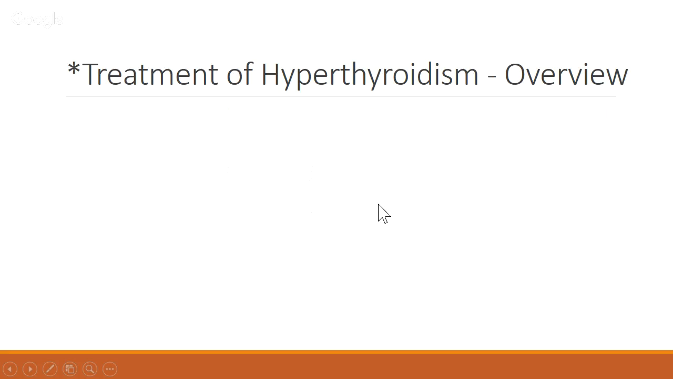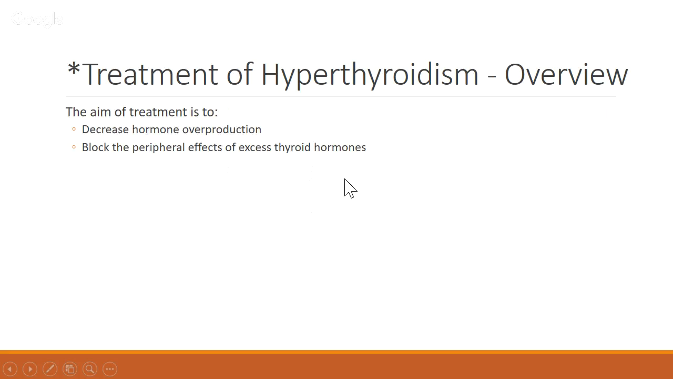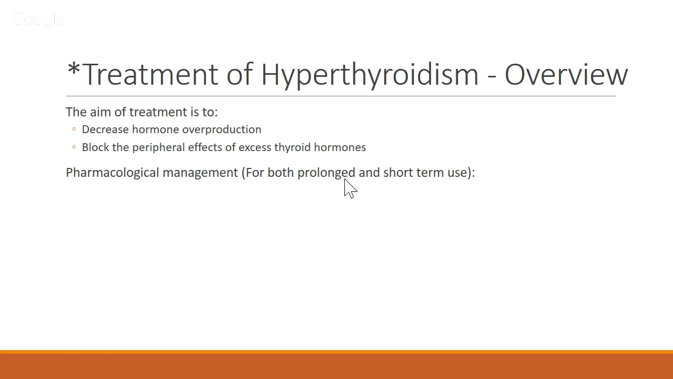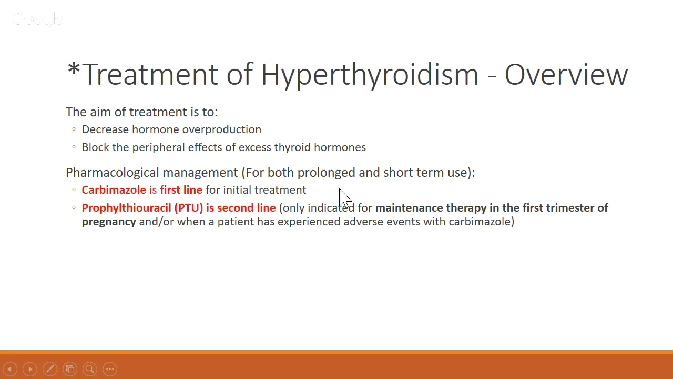Okay, so I'll cover the treatment of hyperthyroidism. Generally speaking, it's just carbimazole first line, and propylthiouracil is second line if carbimazole is contraindicated. It's specifically indicated for maintenance therapy in the first trimester of pregnancy as well, because carbimazole is teratogenic in the first trimester. The timeline would be that the patient will be on carbimazole, then gets pregnant. In the first trimester, you switch them over to propylthiouracil, and after the first trimester, you switch them back to carbimazole. That's all.